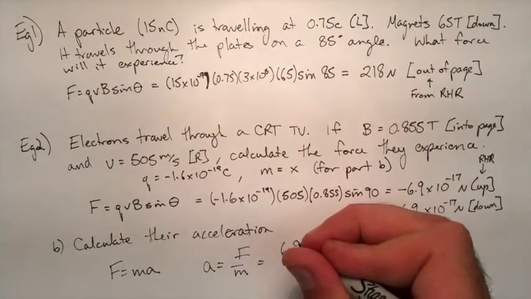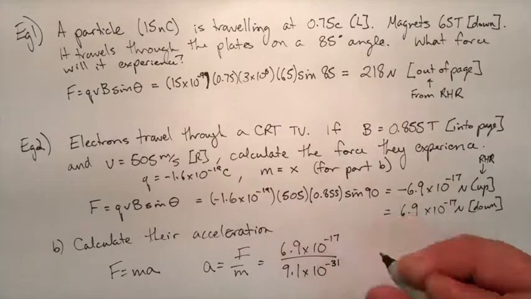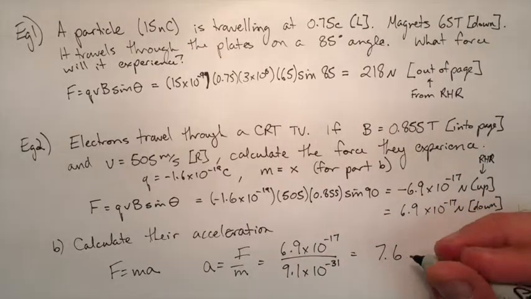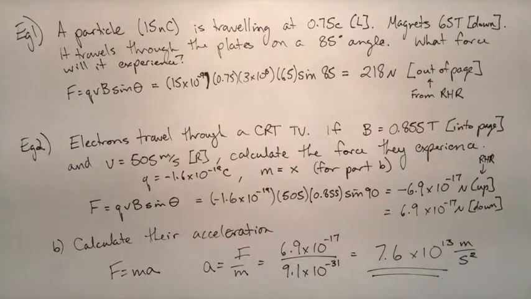To find the acceleration, we just use F equals ma. So we put our force. The mass of an electron is 9.1 times 10 to the negative 31. We get an acceleration of 7.6 times 10 to the 13 meters per second squared.